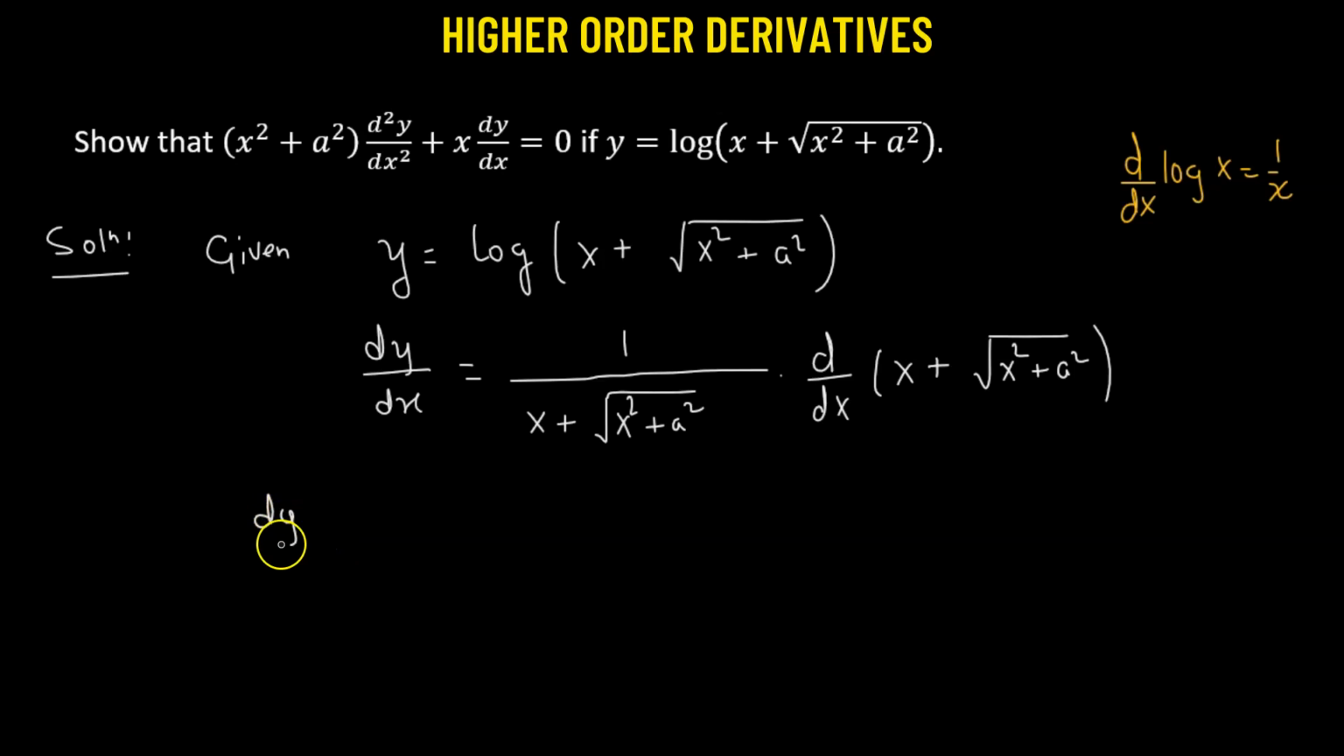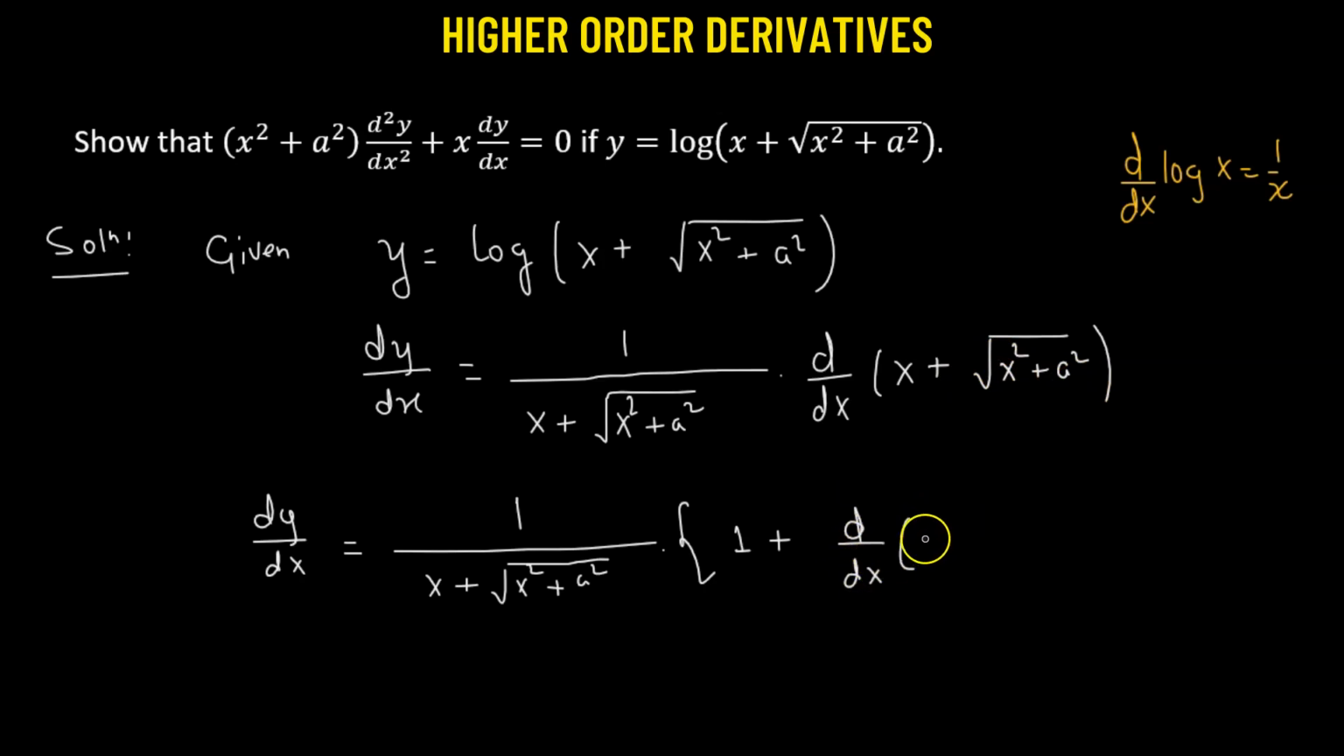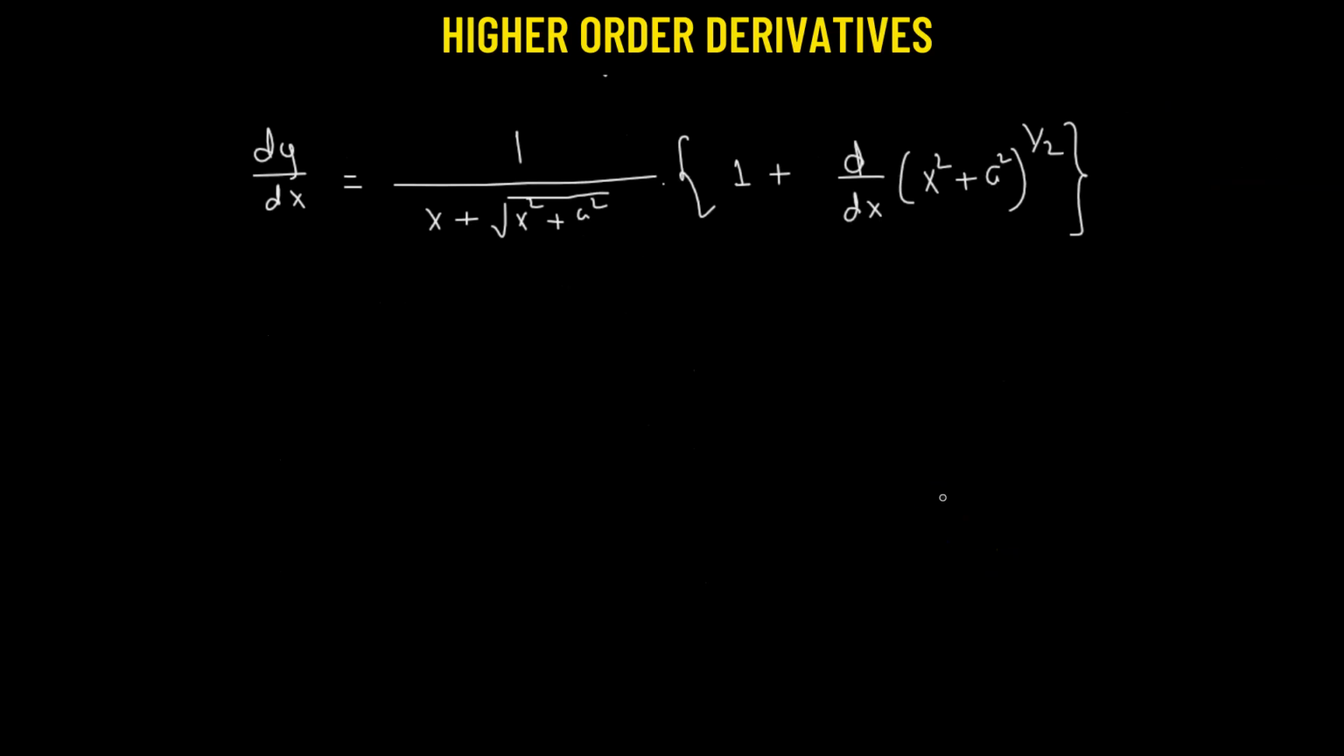So this gives us the derivative of y with respect to x is equal to 1 divided by x plus square root of x squared plus a squared, multiplied by the derivative of x with respect to x. So that's 1 plus the derivative of square root of x squared plus a squared. So let's find it out. The derivative with respect to x of x squared plus a squared whole raised to the power of half. Here we'll have to use the power rule.